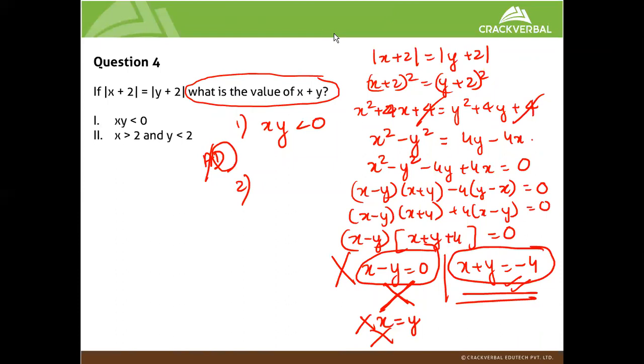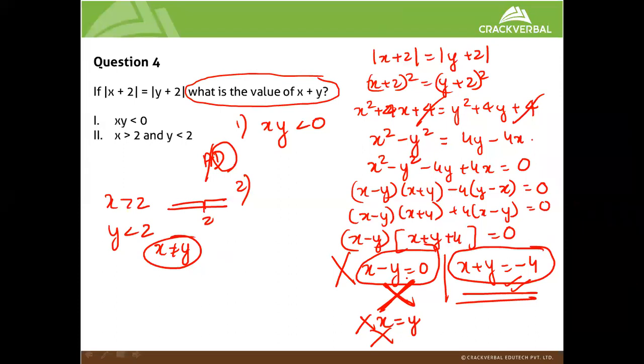The second statement is simple, right? X is greater than 2 and y is less than 2. If I take x to be greater than 2 on the number line and y is less than 2 on the number line, can x ever be equal to y? X will definitely not be equal to y, right? So I can discard the first solution. So if I can discard the first solution, I'm only left with the second solution, x plus y is equal to minus 4.